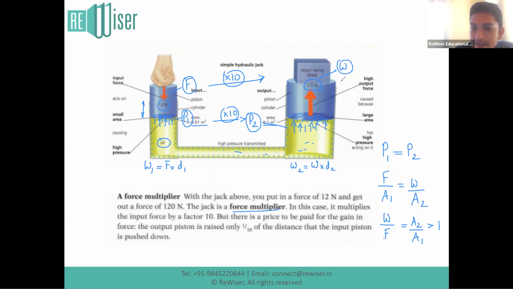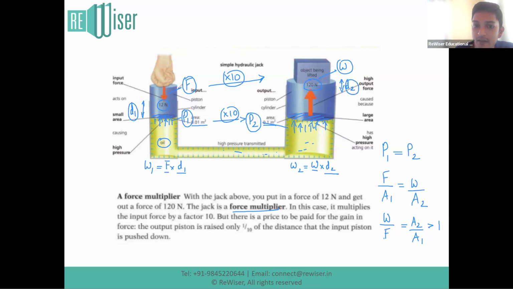Here, let's say W2 is the weight W into displacement D2. As you can notice here, because F is much smaller than W, the displacement D1 is much, much higher compared to D2. In other words, the work done will be balanced, or energy is conserved, due to the fact that the displacement D1 for a much lesser force is much higher than displacement D2 for a much heavier force.